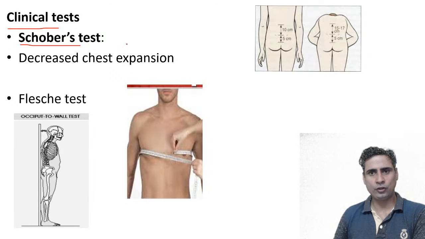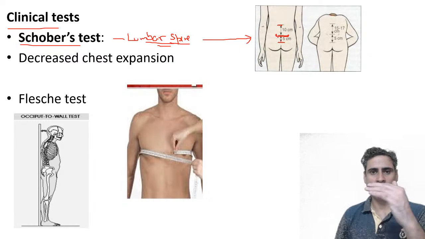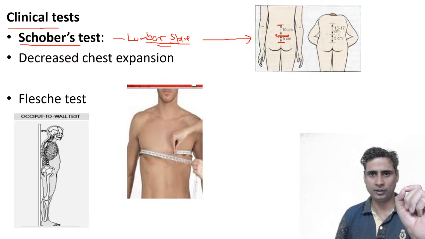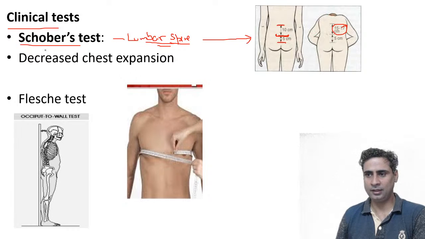Schober's test or modified Schober test, which is to check lumbar spine flexion, where posteriorly we mark at the posterior dimples, which is the site of the posterior superior iliac spine, and two other lines, 10 centimeter above that line and 5 centimeter below that line. So the total distance between the proximal most and distal most line is 15 centimeter. Now we ask the patient to bend forward with knee in extended position. Normally this distance between the proximal most and distal most line should increase by more than 5 centimeter. So the final distance should be more than 20 centimeters. If this distance is less than 20 centimeters, like in this figure 15 to 17 centimeter, that means lumbar spine flexion is reduced. So this is the modified Schober test.